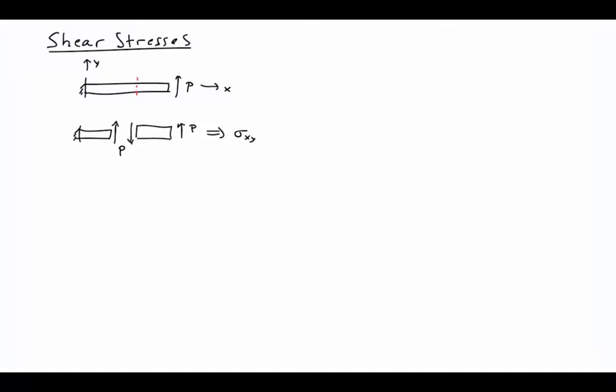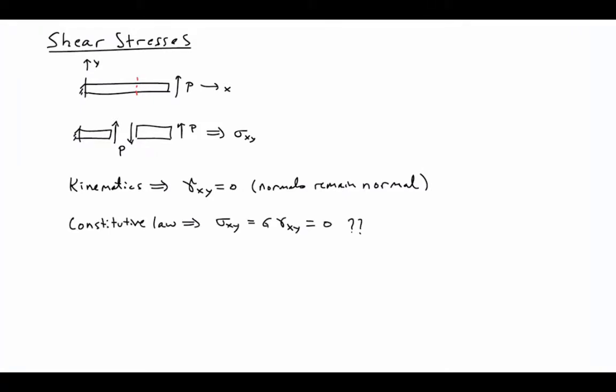I'd like to be able to calculate what that is. Now, one of the things that complicates this is the fact that our kinematic assumption for the behavior of beams tells us that the shear strain gamma xy is equal to 0. So the normals remain normal assumption in the beam is telling us that the shear strains are equal to 0, and by the elastic relationships, through the constitutive law, if I multiply by the shear modulus G, I should get 0 for the shear stresses.